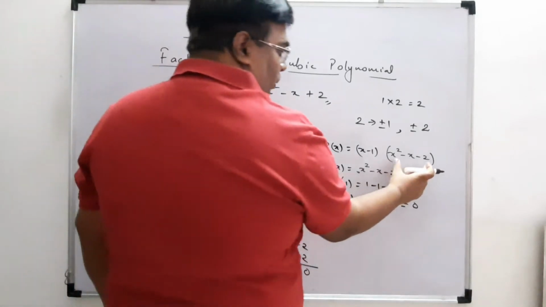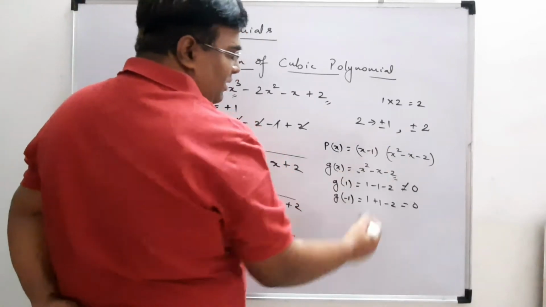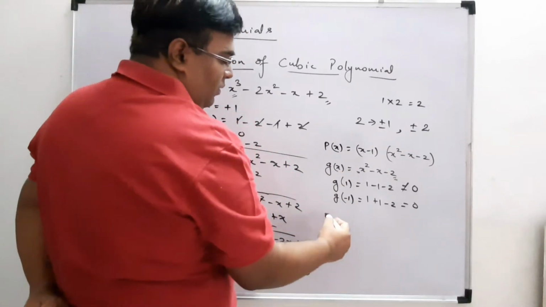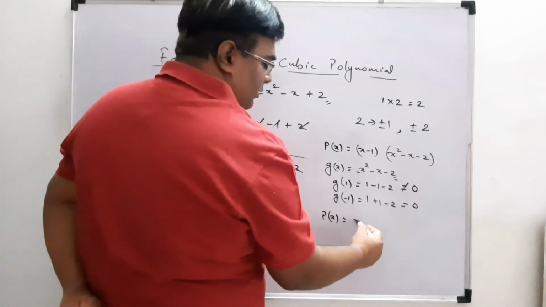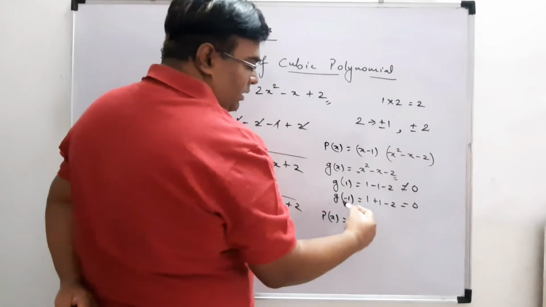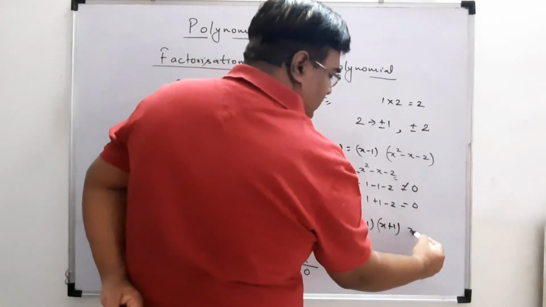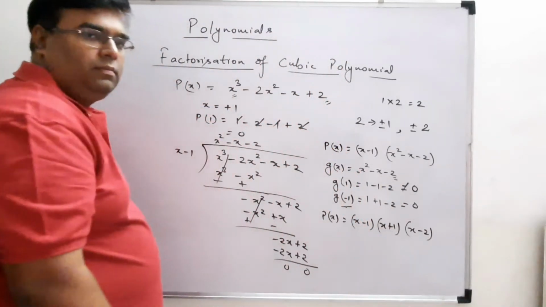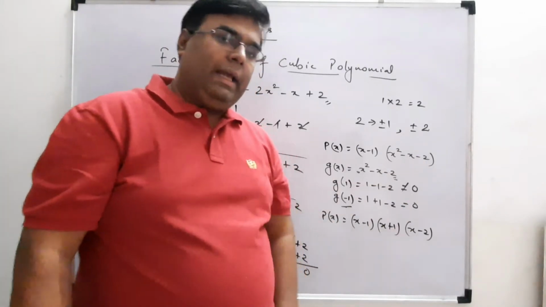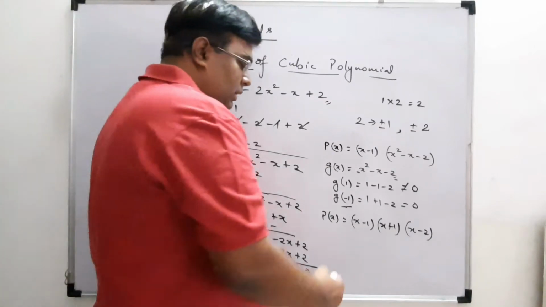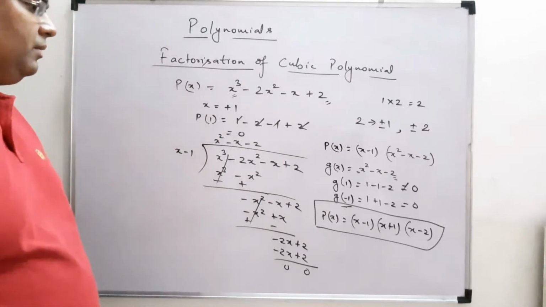So for this polynomial, x plus 1 will be the factor. If you divide this polynomial by x plus 1, what will you get? I am just writing the answer, but you should divide and then get it. If you divide this polynomial by x plus 1, you will get x minus 2. So the factorization is x minus 1 from the earlier step, x plus 1 from here, and what is left is x minus 2. So this is my factorization of the cubic polynomial.